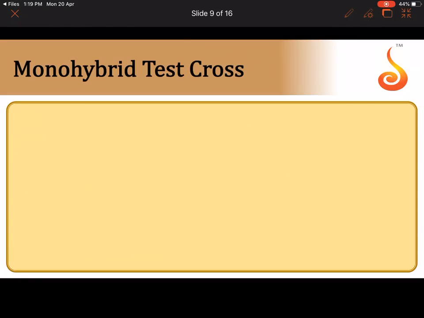So for a test cross, again I'm going to take the same thing, parent. Now I'm going to write it in detail because this is the scheme of the test cross that you should follow. Parents. What are the parents that we chose for this particular cross? Pure breeds of violet flowered plant crossed with pure breed of white flowered plant.